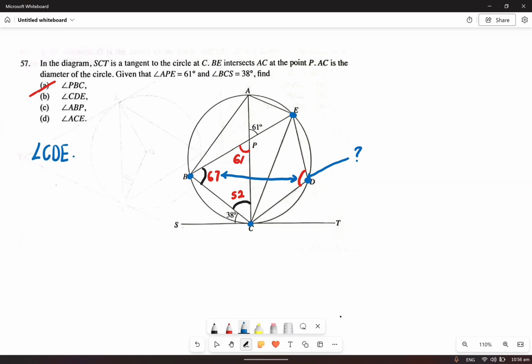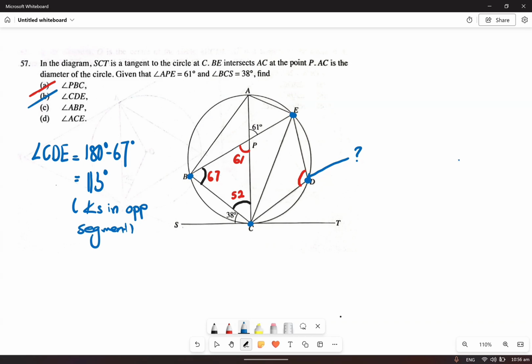To find angle CDE, we just have to do 180 degrees minus 67 degrees. Do you agree or disagree? That is 113 degrees. Am I making sense? Angles in opposite segment. Make sense or don't make sense? So then we have this part. We already know this part. So this part is 113 degrees.